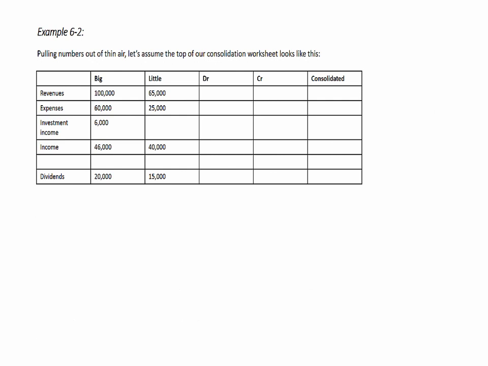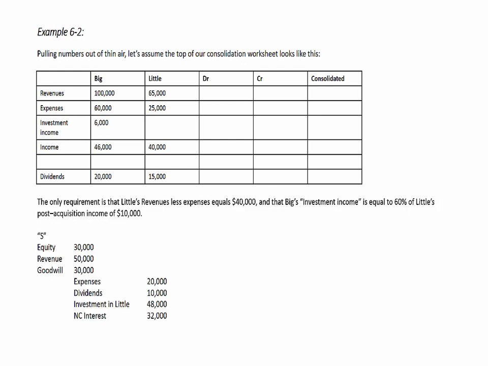Now, I just pulled some numbers out of thin air for this partial worksheet. The only requirement was that Little's revenues less expenses had to equal $40,000, and that Big's investment income is that $6,000 that we recorded under the equity method. And there's our elimination entry just to remind us. So let's go ahead and post this to the portion of the worksheet that's shown there. Again, we're eliminating Little's revenues for the first 11 months of the year. We're eliminating Little's expenses for the first 11 months of the year, and we're eliminating Little's dividends for the first 11 months of the year.